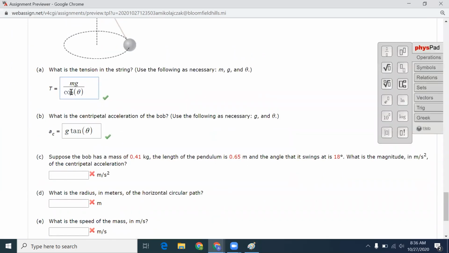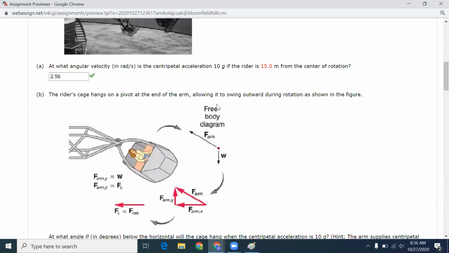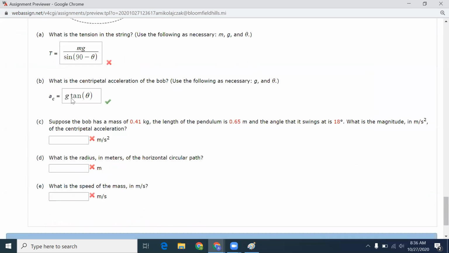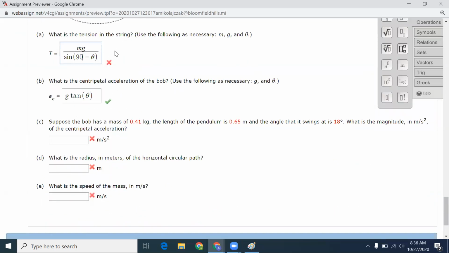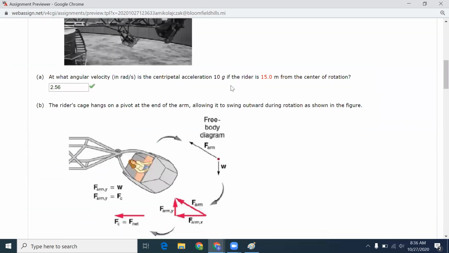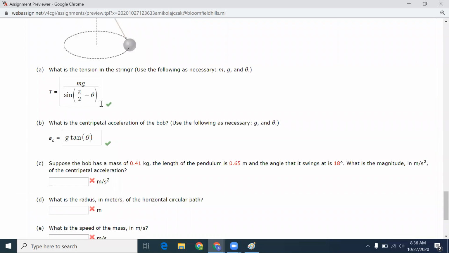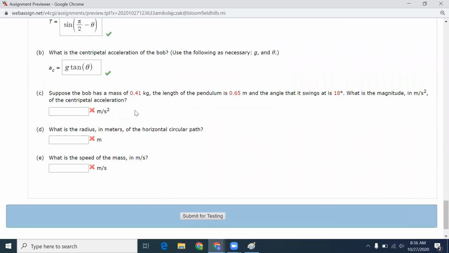Now I mentioned before, if I had stuck with my traditional methods of doing these problems and I put in sine 90 minus theta, it would mark me incorrect because it doesn't quite understand that I'm trying to do degrees and not radians. But if I change the 90 degrees into pi over 2 radians, it goes back to working successfully.